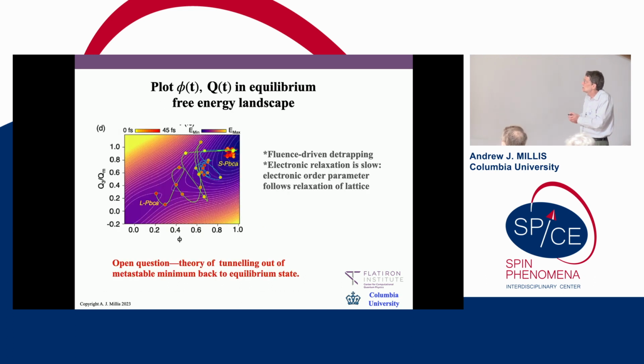And the interesting thing to do is to plot the electronic disproportionation and the lattice distortion on our equilibrium free energy diagram. And again, what we would like to argue is two things. First, for a strong enough fluence, you get kicked out of the insulating minimum and you go over the saddle point and can decay into the metallic minimum. And second, in all these calculations, there's a severe electronic bottleneck. Basically, the electron distribution has a very hard time relaxing across the insulating gap.